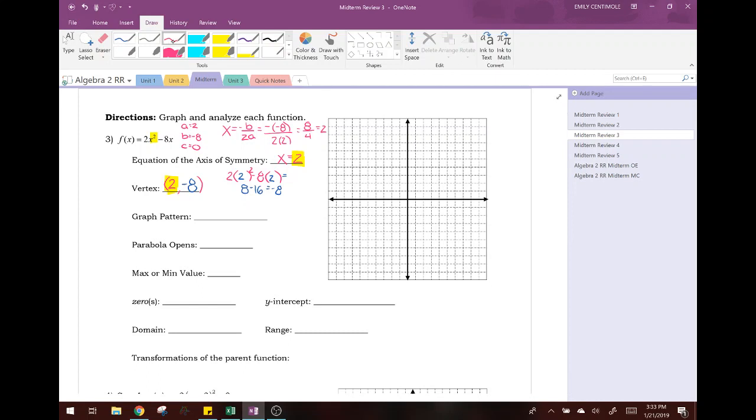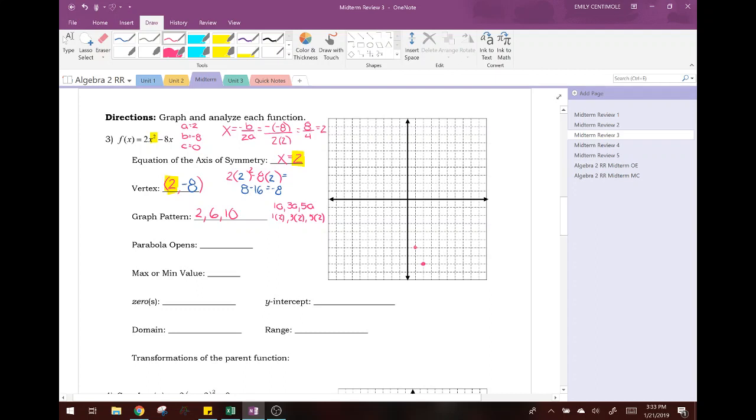Now I have to figure out my graph pattern. 1a, 3a, 5a. I can keep going 7a, 9a, but this is usually typically enough. So my a value is 2, so 1 times 2, 3 times 2, 5 times 2. So I have here 2, 6, 10. Notice for the graph pattern, I want the actual numbers for the graph pattern, not the formula. A lot of you were writing the 1a, 3a, 5a in. I want to make sure that we're actually putting the numbers there. So now I'm going to graph to -8.